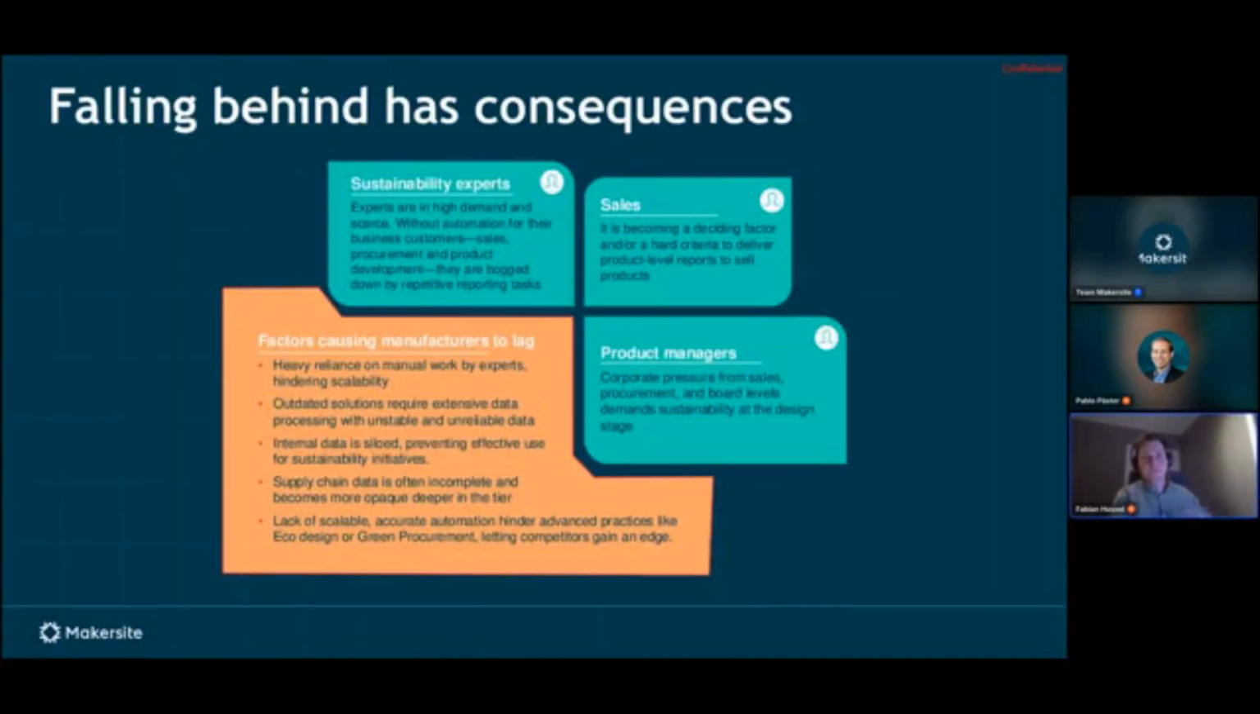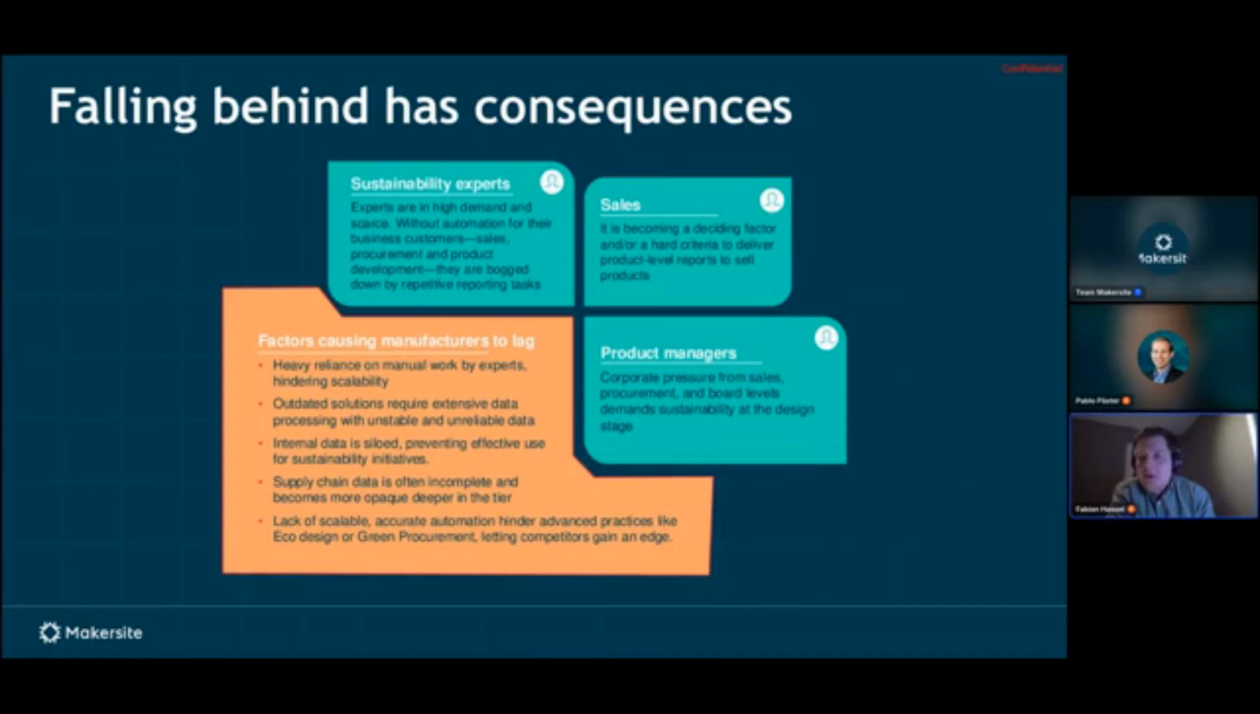So the last slide that I've really provided for you, and then we are coming soon to the Q&A session, is that falling behind and not keeping up with Scope 3 reporting has actual consequences. There are different factors, which we have been discussing, that lead manufacturers to lack. It's at the moment a heavy reliance on manual work by experts. This is a blocker for scalability.